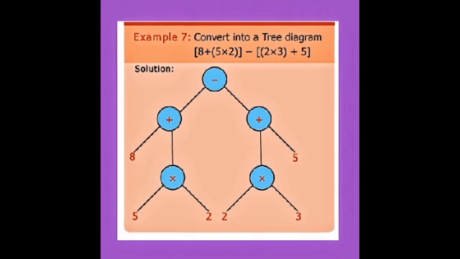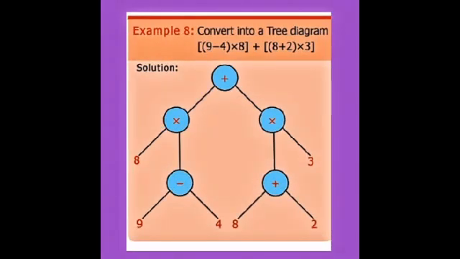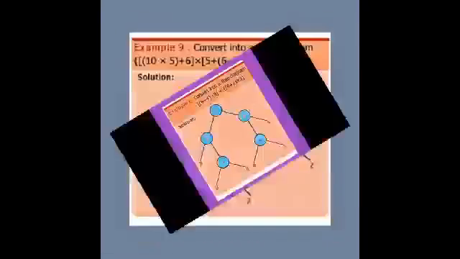Okay, ma'am. Move on to the next question. Convert into tree diagram: 9 minus 4 into 8 plus 8 plus 2 into 3. What is the main operation here? Plus. The operation in between is called the main operation, that is plus. Then 2 more branches we have, that operation is multiplication, with 8 and 3. Here 2 more operations are there, minus and plus. Minus in terms of 9 and 4, plus in terms of 8 and 2. Like this only we are doing the tree diagram. Move on to the next question.